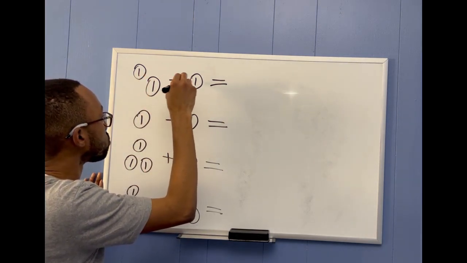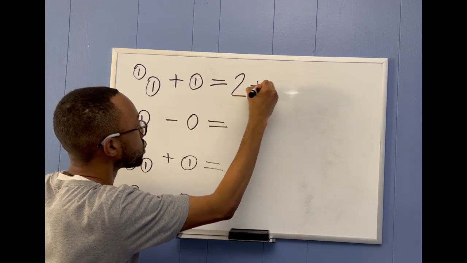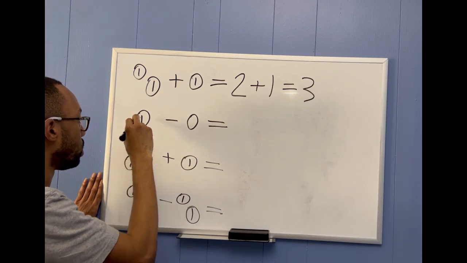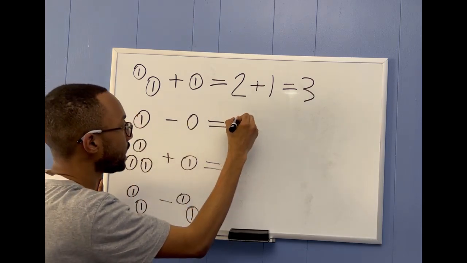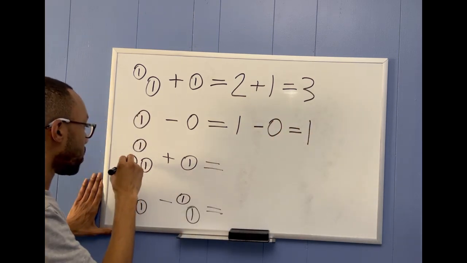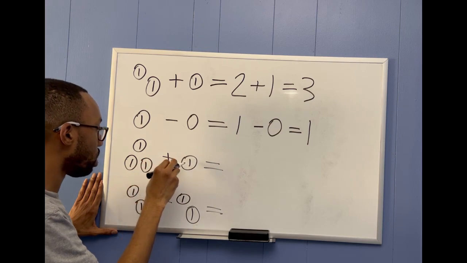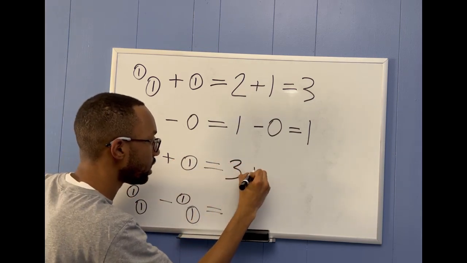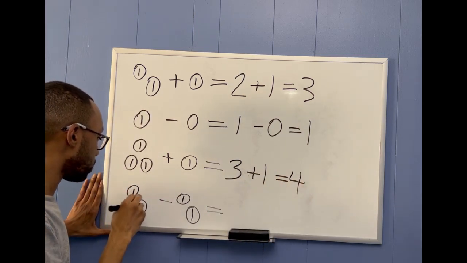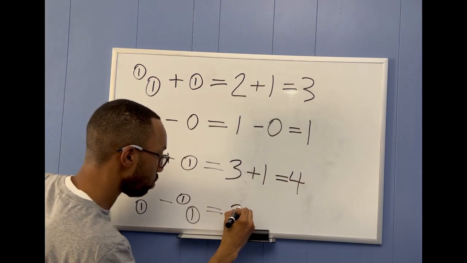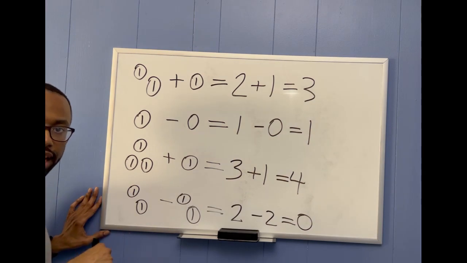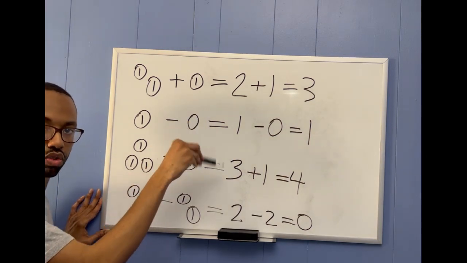2 marbles plus 1 marble equals 2 plus 1, which equals 3. The second problem, 1 marble minus 0 equals 1 minus 0, which equals 1. 3 marbles plus 1 marble is the same as 3 plus 1, which equals 4. And 2 marbles minus 2 marbles equals 2 minus 2, which equals 0. These are the answers to the problems right here.